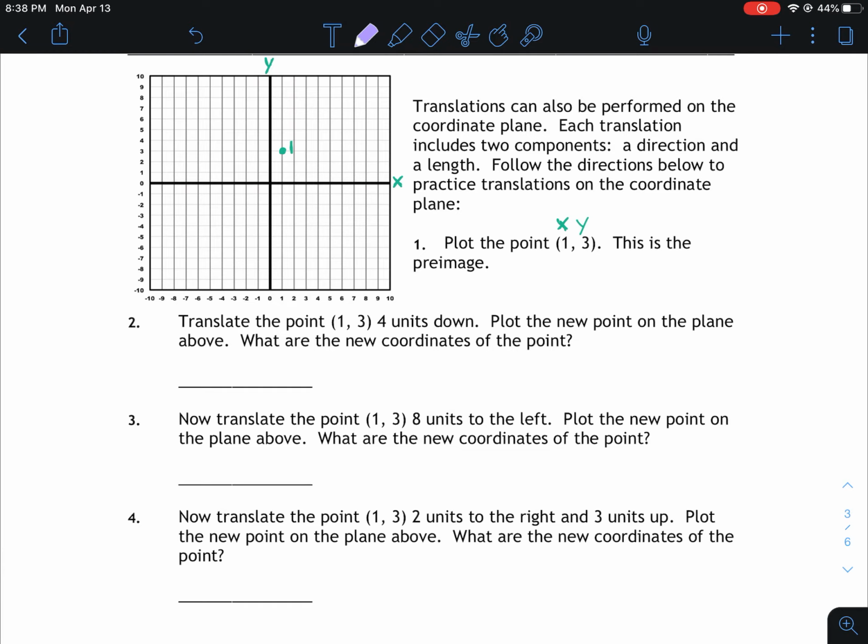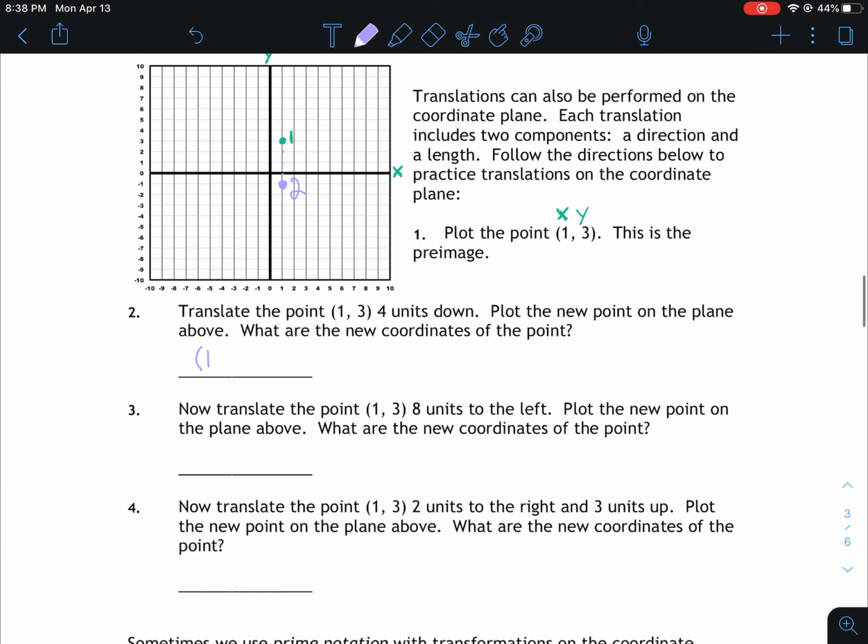So for part 2, it says translate the point (1, 3) 4 units down. Plot the new point on the plane above. What are the new coordinates of the point? So I'm going to start here, and I'm going to go down 1, 2, 3, 4 points. And I'm going to put my point right here, and I'm going to label that number 2. My x always comes first. It did not change. It is still at 1. But my y value is now at -1 instead of 3.